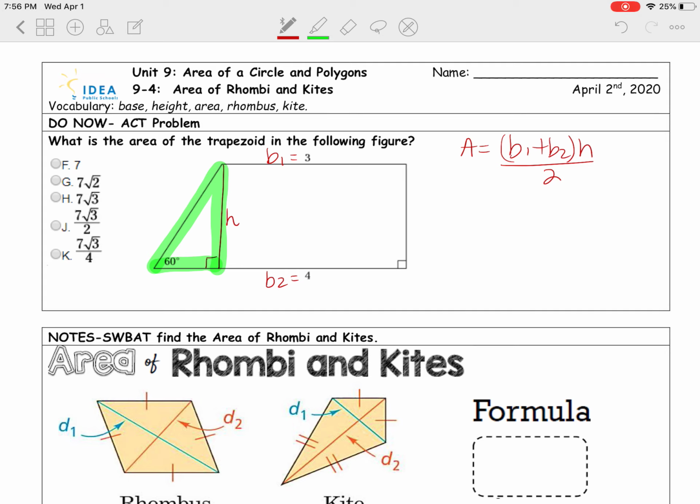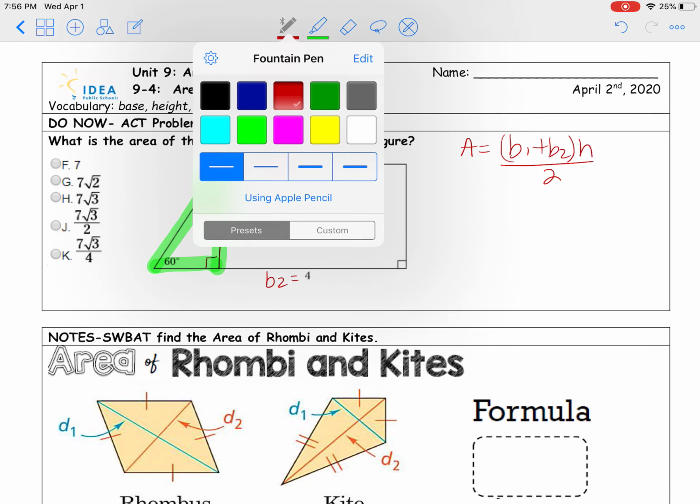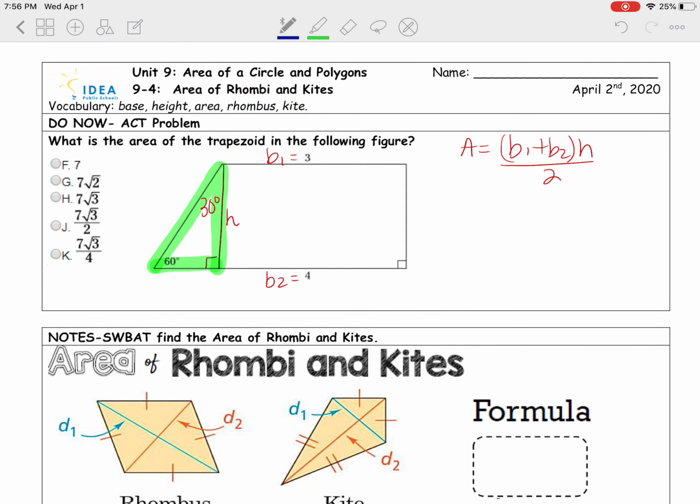Since this is a 30, 60, 90 degree triangle, let's recall the relationship among its sides. We know that the side opposite to the 30 degree will be equal to L. The side opposite to the 60 degrees is equal to L, whatever the short leg is, times the square root of 3. And the side opposite to the 90 degrees will be equal to 2 times L.